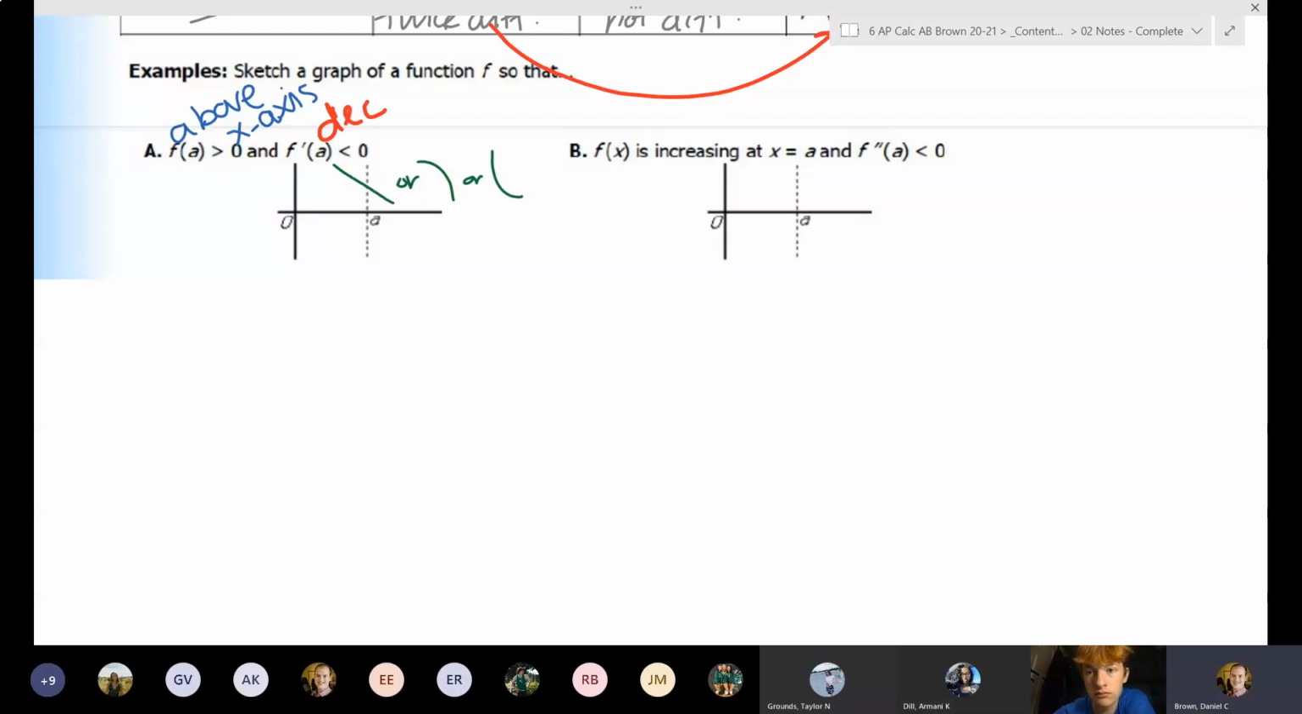Looking at this second one, let's see if we can draw a graph that matches. So I have f prime is increasing at x. That's pretty clear of what it looks like. And then I see that f double prime is less than 0. If I say f double prime is less than 0, what does that mean in the context of what your graph is going to look like?